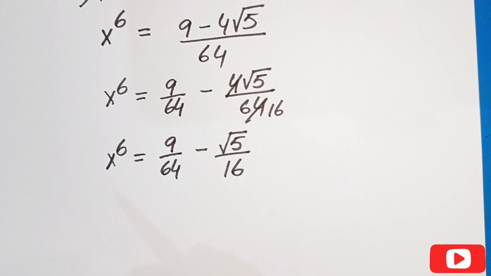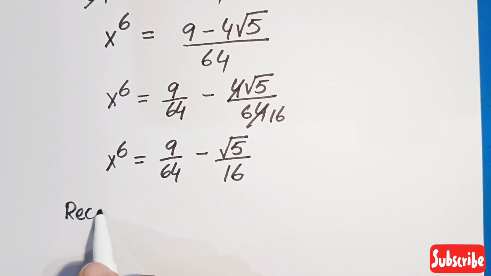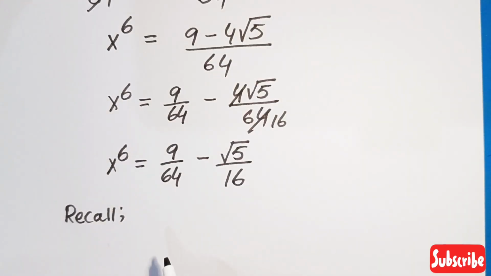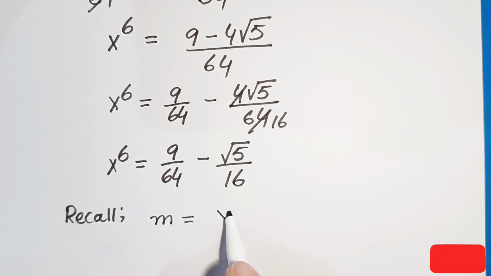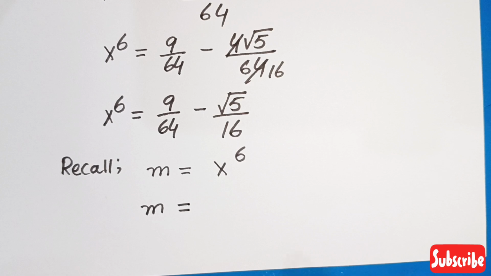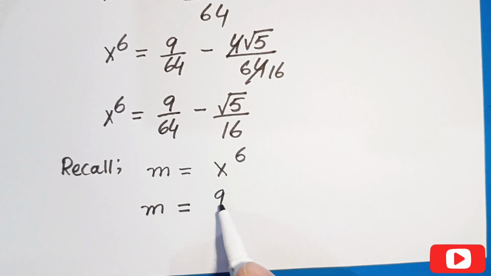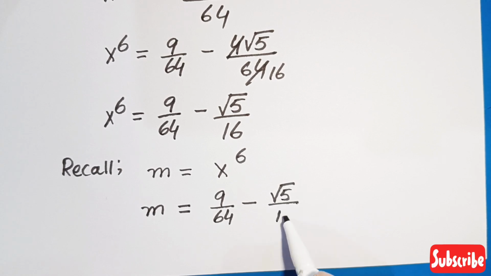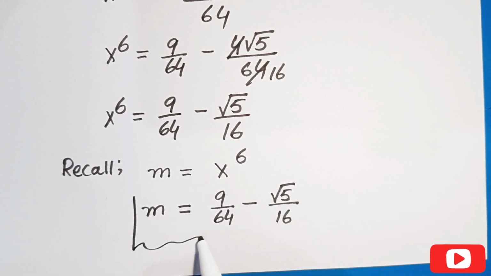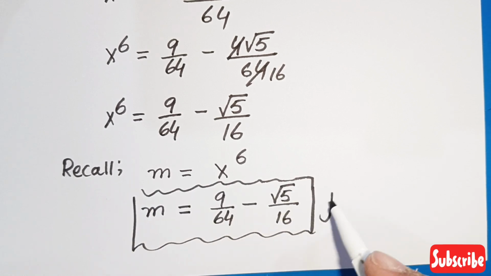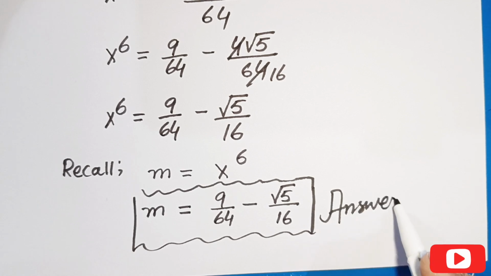So here now we are going to recall that as we know m is equal to x to the power 6 here. So m is equal to x to the power 6, and the value of m will be 9 divided by 64 minus square root of 5 all over 16. So it is our final value of m. We just found it here. So it is our final answer.